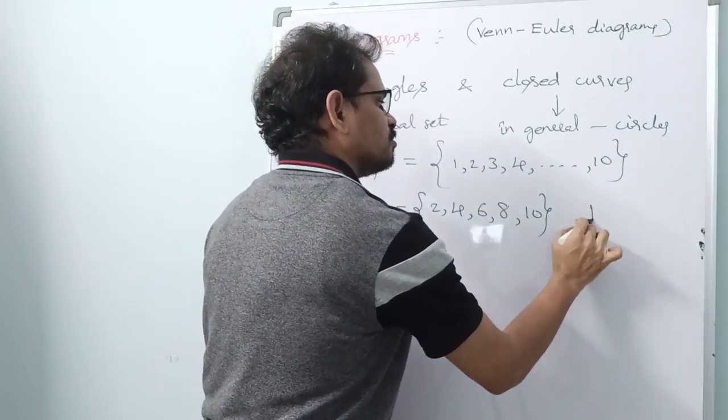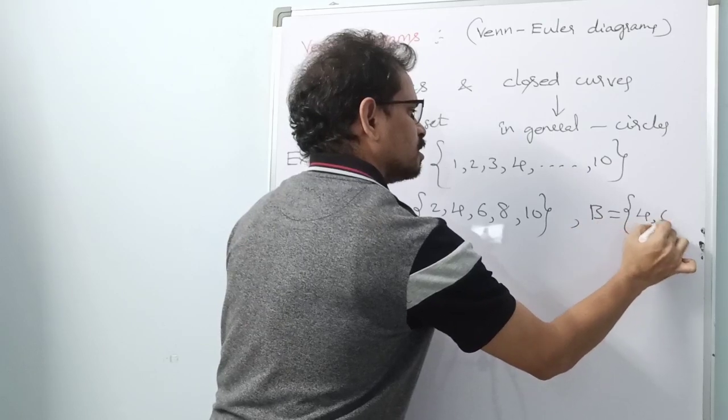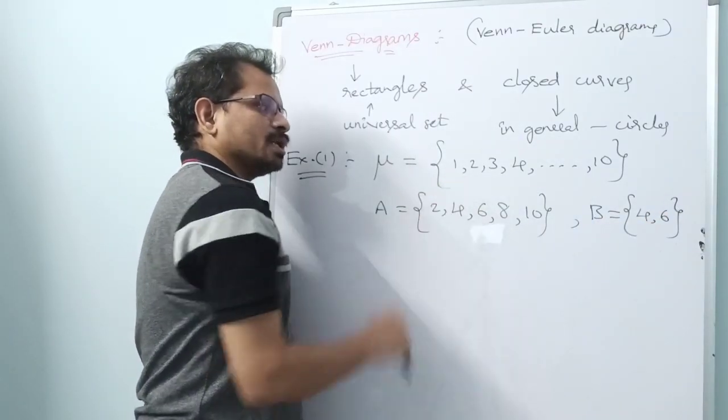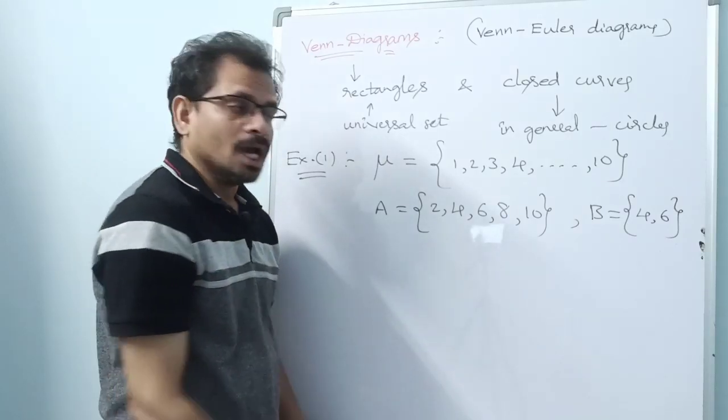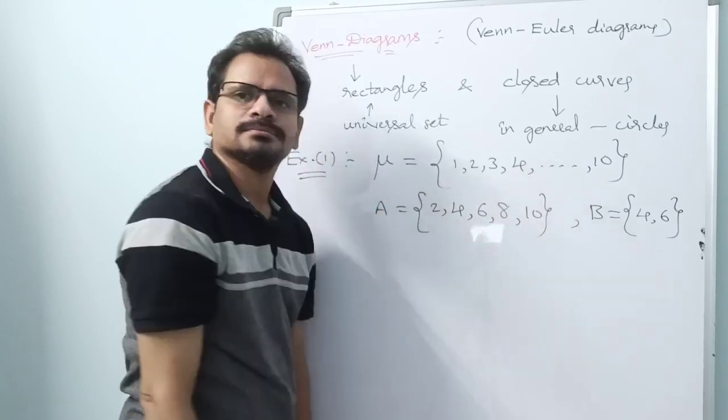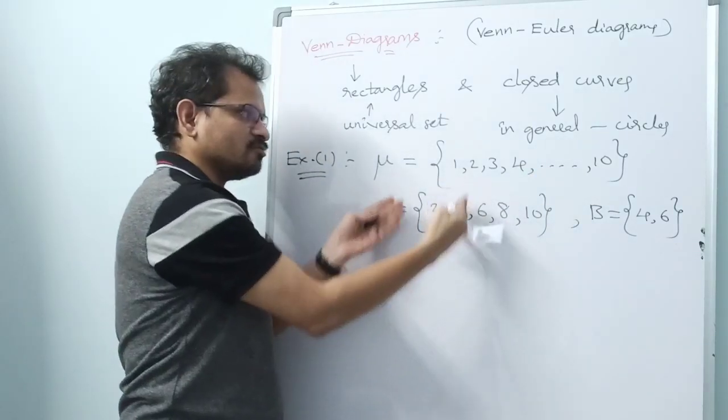And let us consider one more set B, 4, 6. Now check these three sets here. Is set A a subset of mu or not? Yes. Why? All these elements are there in this set, by definition of subset. This is a subset of mu.